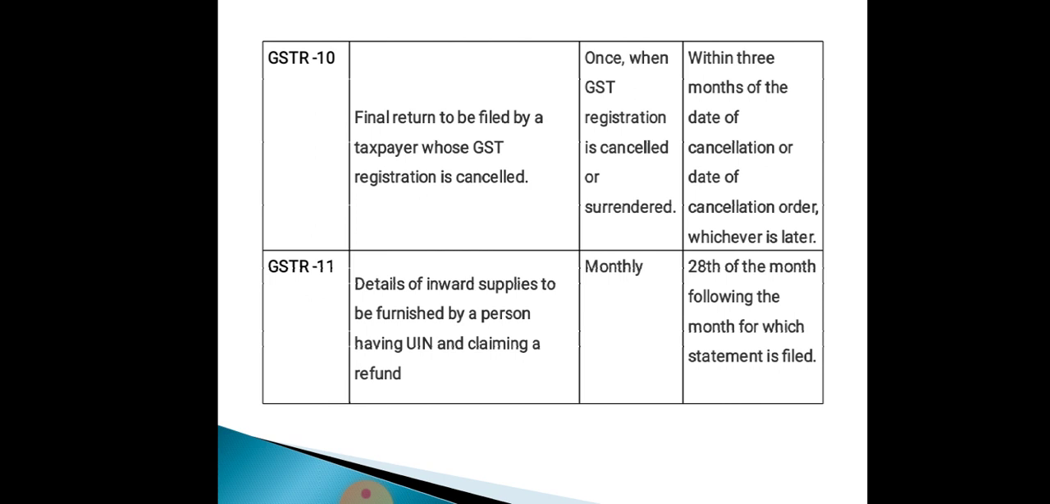GST Return 11 is the return to be filed by a person who has been issued a unique identity number, in order to get a refund under GST for the goods and services purchased by them in India. Who are unique identity number holders under the GST Act? Unique identity number is a special classification made for foreign diplomatic missions and embassies who are not liable to taxes in Indian territory.